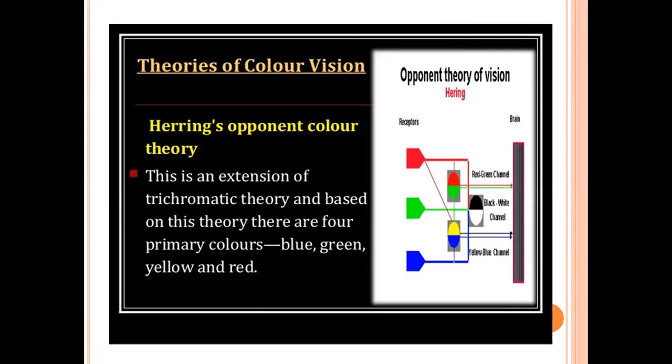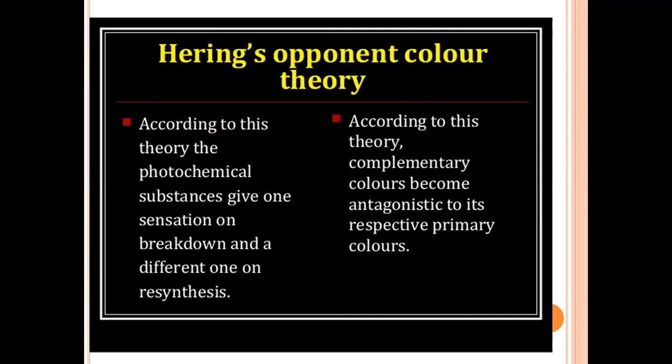Finally, the opponent theory. That is, a specific color stimulates the X type of ganglion cell, while the opposite color, or opponent color, inhibits that same X type of ganglion cell. That is called the opponent theory, or Hering's opponent color theory. Okay, that means a specific color activates that X type of ganglion cell, while the opposite color, or opponent color, inhibits the same X type of ganglion cell. That is called Hering's opponent theory.